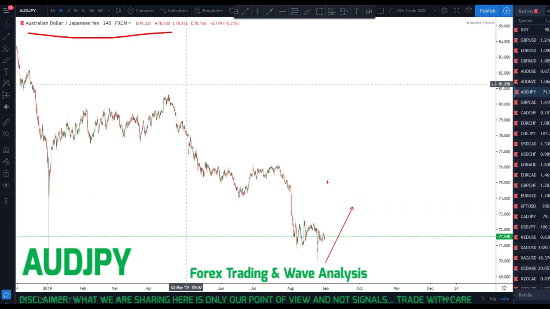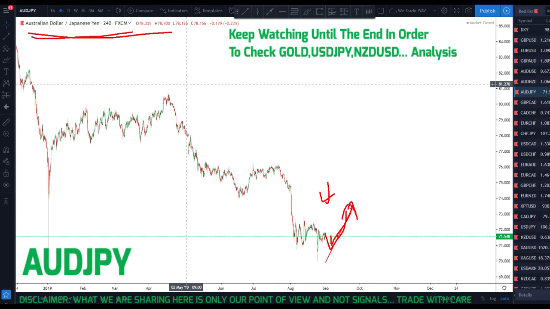Aussie Yen, leave this one, but the direction is to the upside. If you need to trade this one, go for your buy setups. We are looking for our buy setups, and this is the direction we are looking for, upside. If the market goes to the downside, we will not trade it.